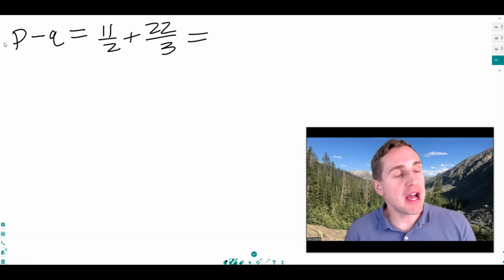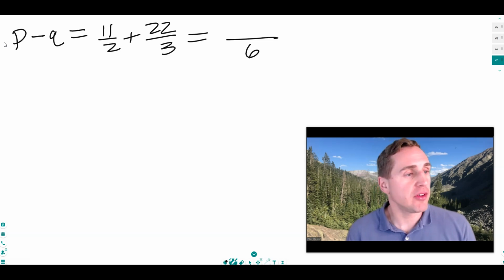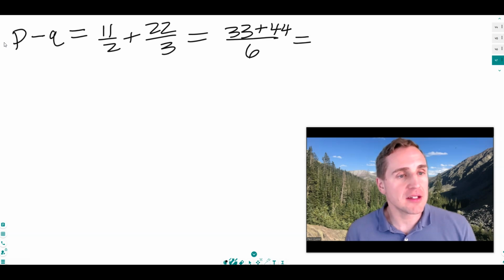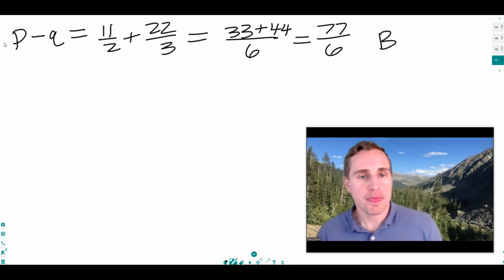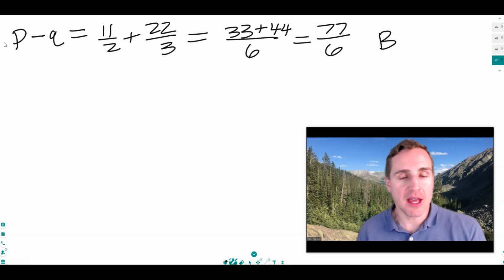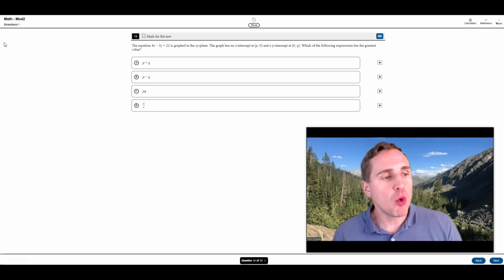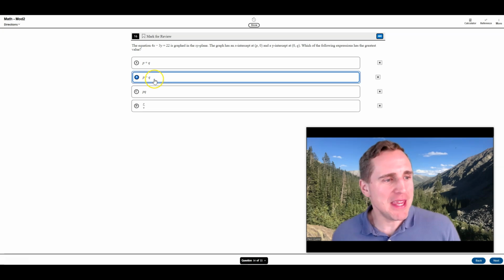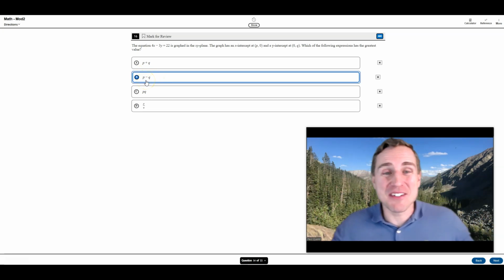Now we could add this with the calculator. We could also get a common denominator of 6. Multiply this by 3 over 3, multiply this by 2 over 2. So that's 33 plus 44 over 6, so that's 77 over 6. So that's choice B. So we're not sure if choice B is the biggest yet. The product of them will give us a negative number. The division of them will also give us a negative number because one is positive, one is negative. So I think B is the only one that's actually going to give us a positive value.